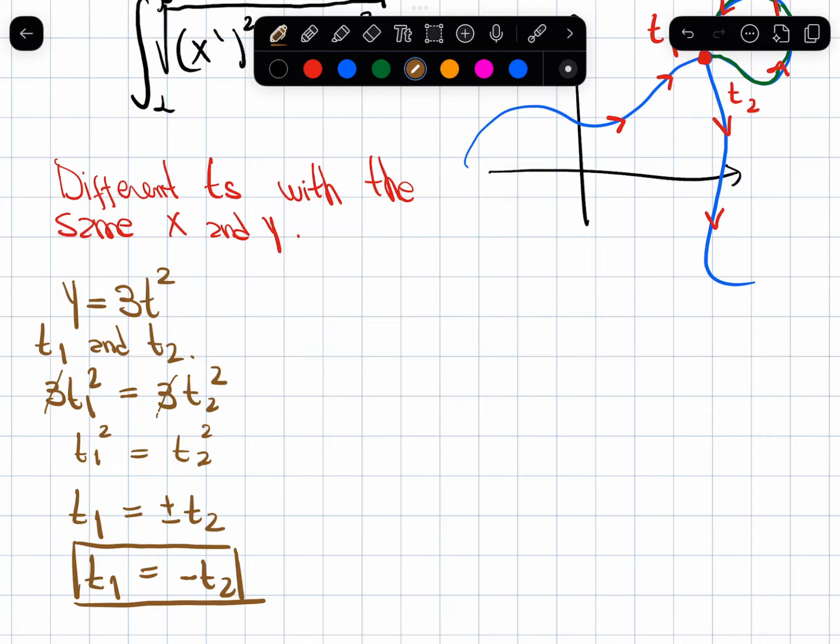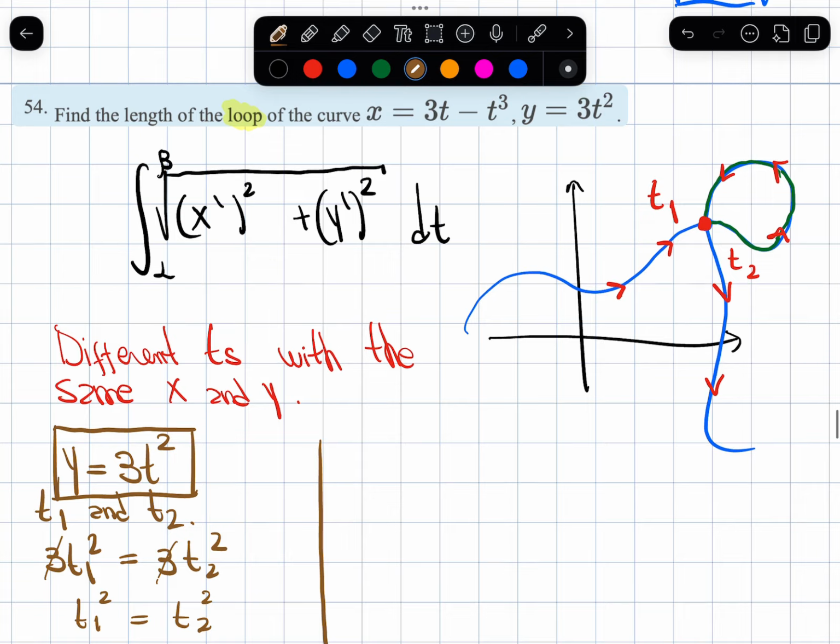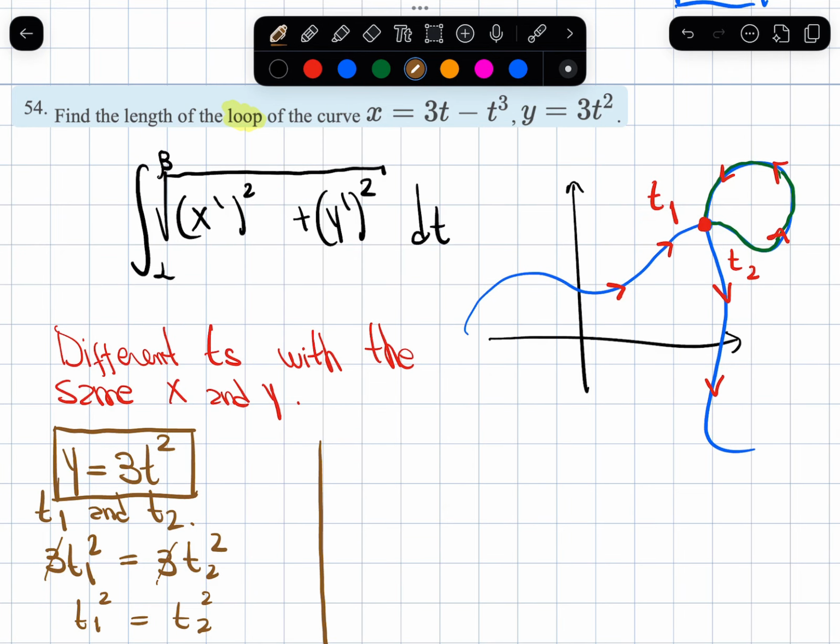So these two times, they're opposites. It's either 1 and negative 1, 2 and negative 2, 5 and negative 5. So it's two t values that are opposites. This is the first hint that I got for my t's. And now I've only looked at y. Let me go ahead and look at x to figure out what else I can know about t.